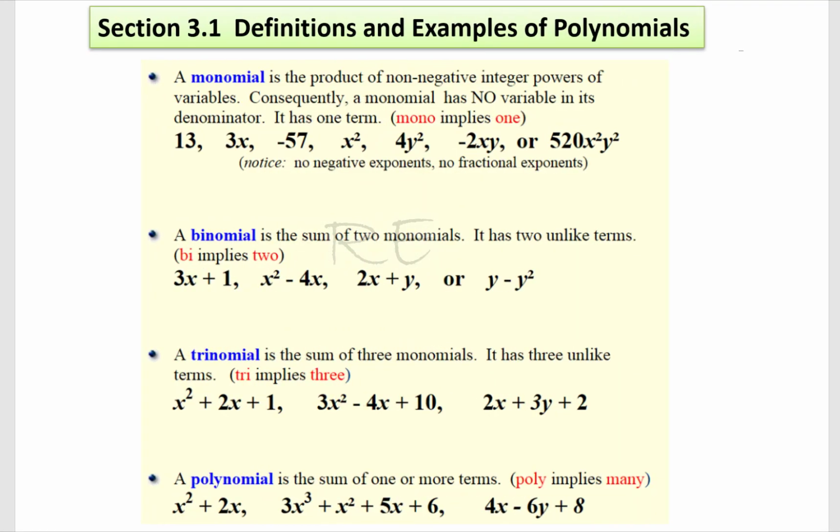A monomial is an expression with one term with no negative or fractional exponents. A binomial is the sum of two monomials, an expression with two terms. A trinomial is an expression with three terms. A polynomial has one or more terms.